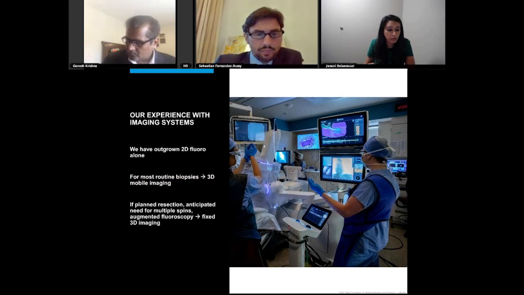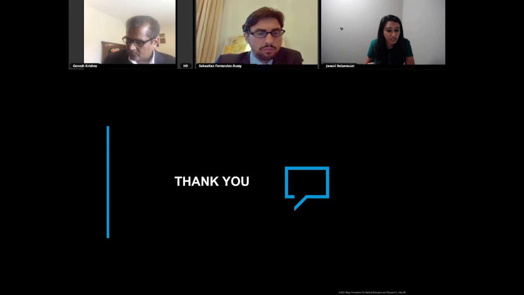So we have outgrown 2D fluoroscopy. I don't really know of a situation where we're using a standard C-arm anymore. And as I said before, for most routine biopsies, we use 3D mobile imaging, but there are special circumstances where we use fixed imaging. I want to stop there to give ample time for questions.